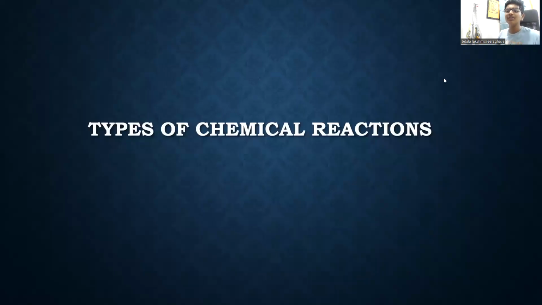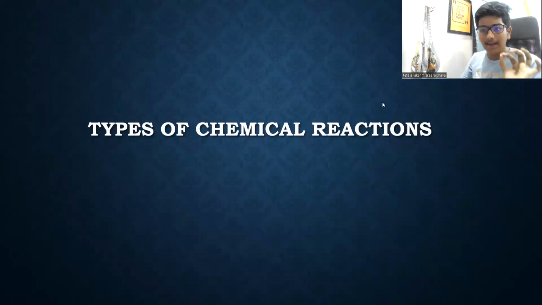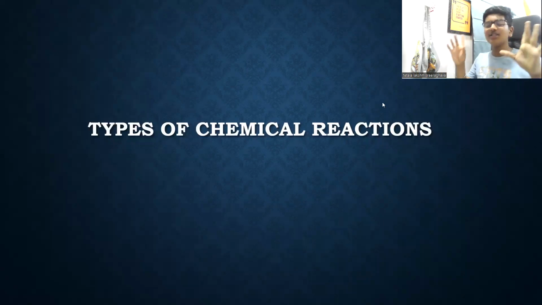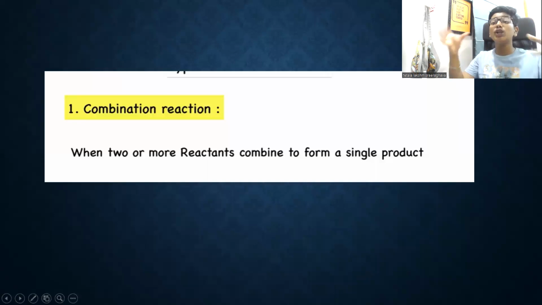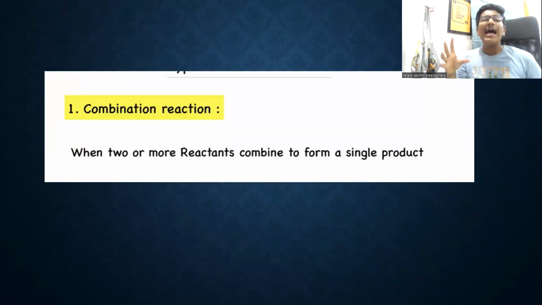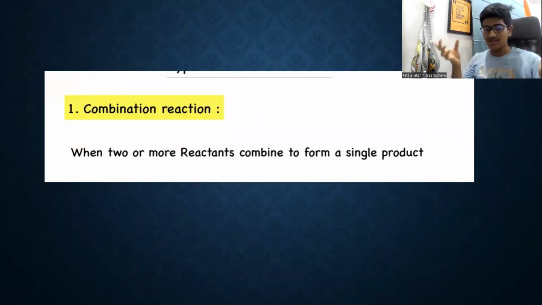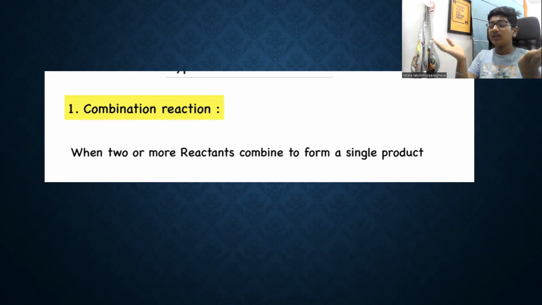Hello everyone. So today I am going to teach you types of chemical reactions. This is as part of your revision. Okay, so let's start with the first type, which is combination reaction. As the name suggests, it is combining something.